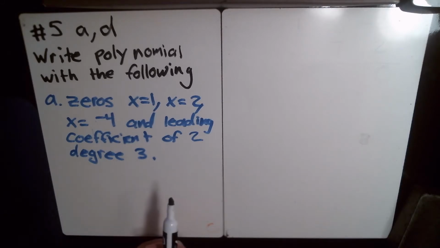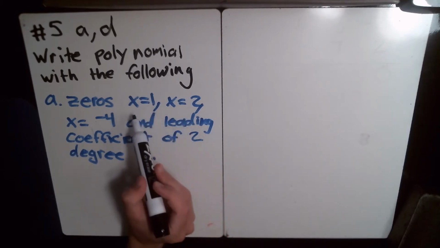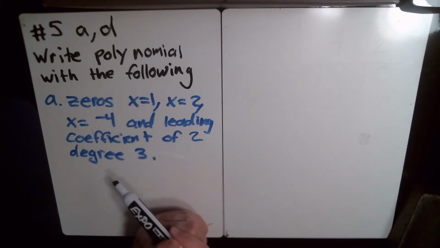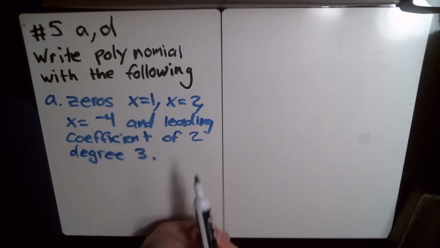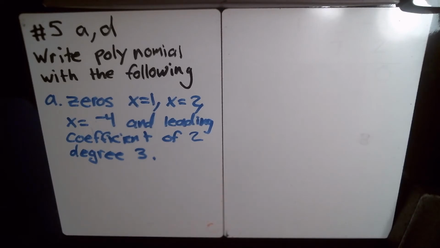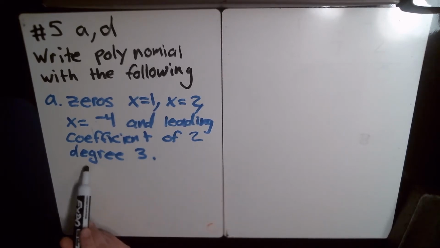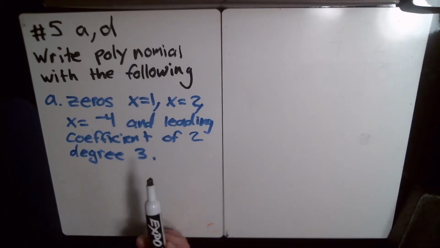Okay, so first of all, zeros are the places, like the x's that you plug in and you get 0, right? A leading coefficient is the number in front of the highest power of x. So in this case, the number in front of the highest power of x is 2, and the degree being 3, the degree is the highest power that's on the x.